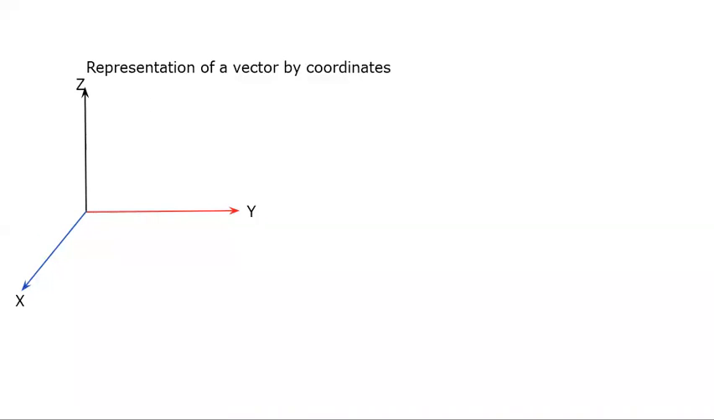Today we are going to learn a representation of a vector by coordinates. As you can see, I have drawn one coordinate system having three axes x, y, and z, which are perpendicular to each other. X and y are perpendicular to each other, y and z are perpendicular to each other, and x and z are perpendicular to each other, right?